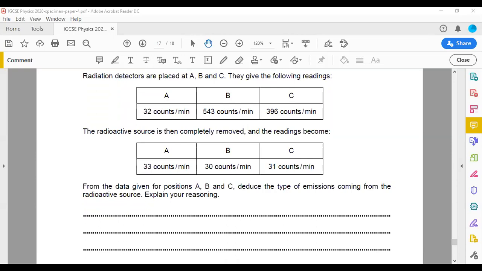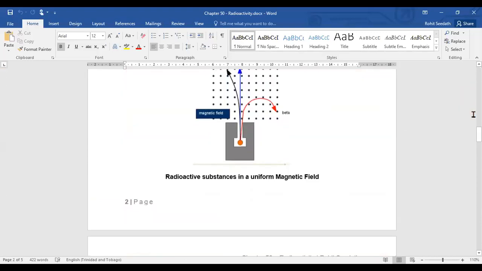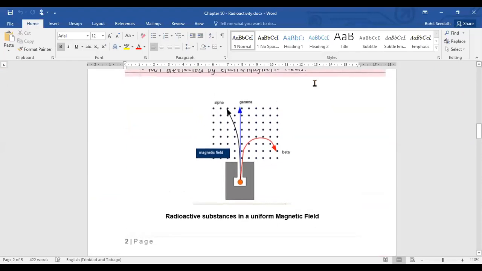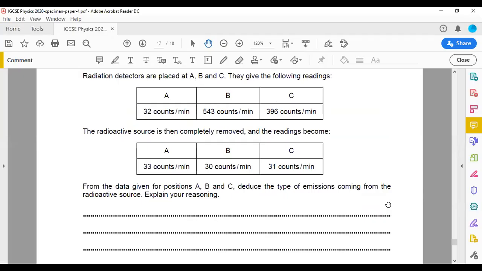Right, and we talk about a magnetic field. This is our magnetic field here. So one would be point A, B, and point C. So we have alpha, beta, and gamma. So they are asking a question here in the paper. Deduce from this the type of emission and explain your reasoning.